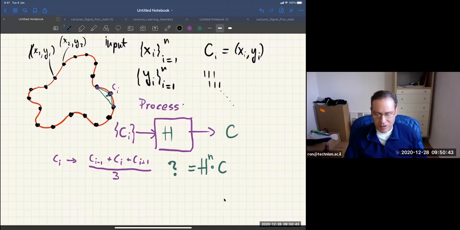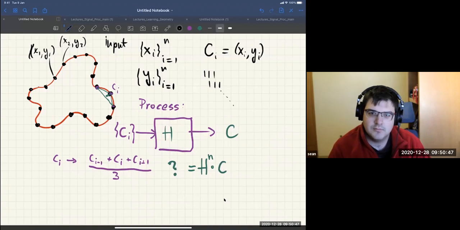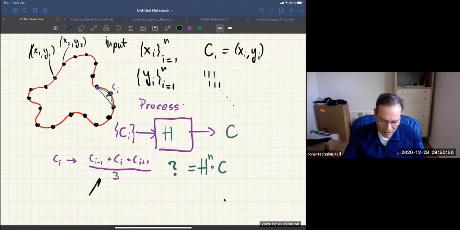So thank you, Sean. This is a well-deserved point. What Sean was suggesting is the following. What we see here is basically a convolution operator, okay? And the curve is in fact a cyclic, a periodic vector. The fact that I started here doesn't mean that I end here. The average of these three points would be the average of x_{n-1}, x_n, and x_1. So I have a periodic function. So in fact, H would be nothing but a cyclic convolution, okay?